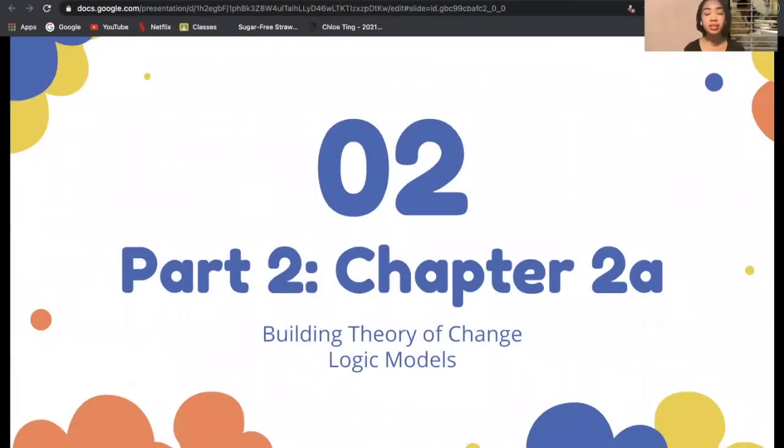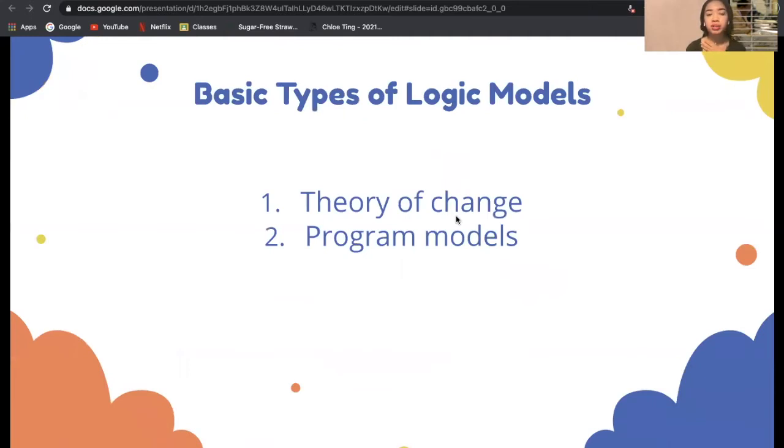Hi guys, my name is Ayu, and today I will be presenting Part 2, Chapter 2A, Building Theory of Change Logic Models. As previously stated by my friend Fio, there are two basic types of logic models: the theory of change and the program models. The theory of change is a general representation of how the researcher thinks the change will actually undergo. Meanwhile, the program models are much more descriptive and detailed than the theory of change.